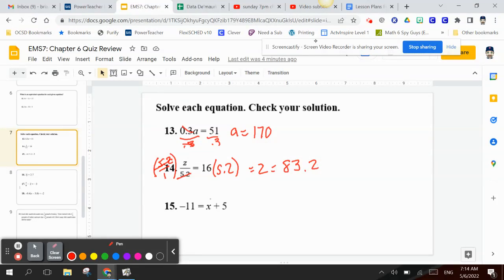Number 15, again, I want to get my variable by itself, so I do the opposite of add 5, which is to subtract 5 from both sides. 5 minus 5 is 0. Those cancel out. I'm left with x equals negative 11. Minus 5 is negative 16.